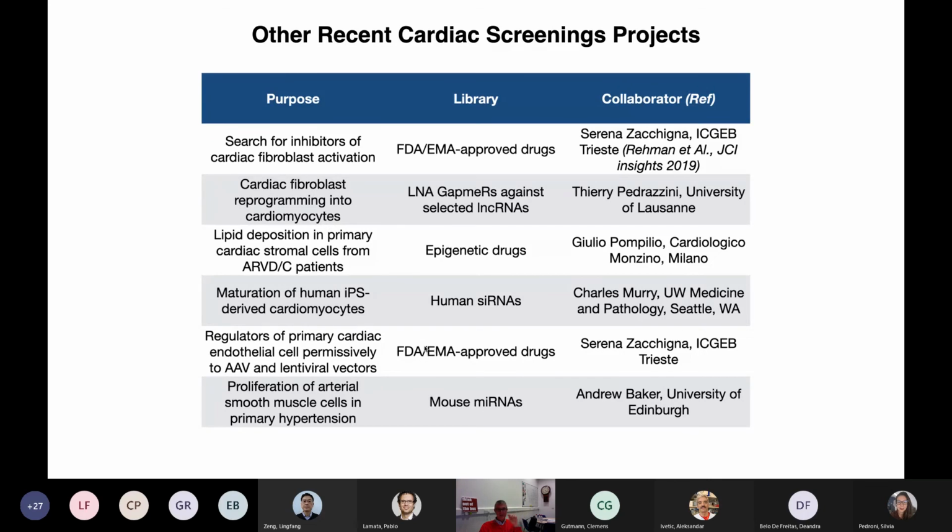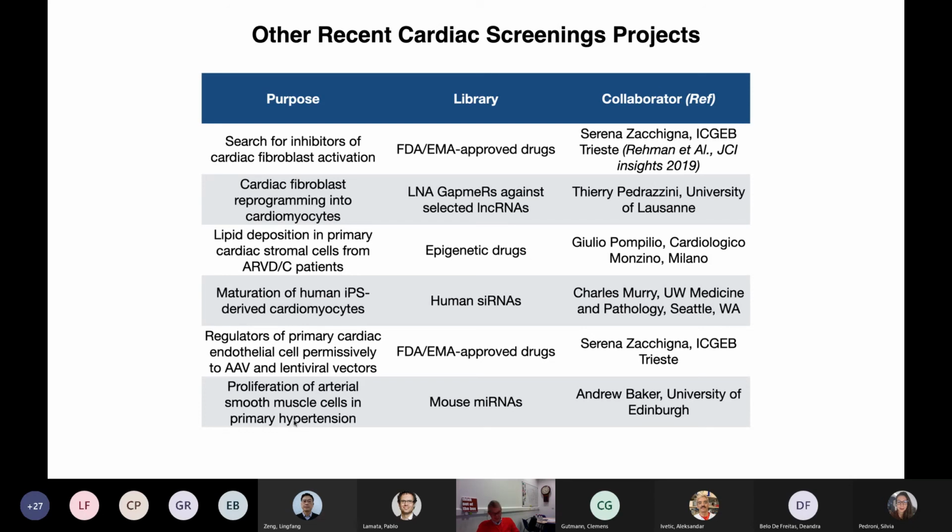We have a screening with Andy Baker here at the University of Edinburgh for microRNAs that control proliferation of smooth muscle cells, with a target in primary hypertension. But I don't want to go much into the detail of this list, just to say that there are many applications in which this kind of approach can be taken.